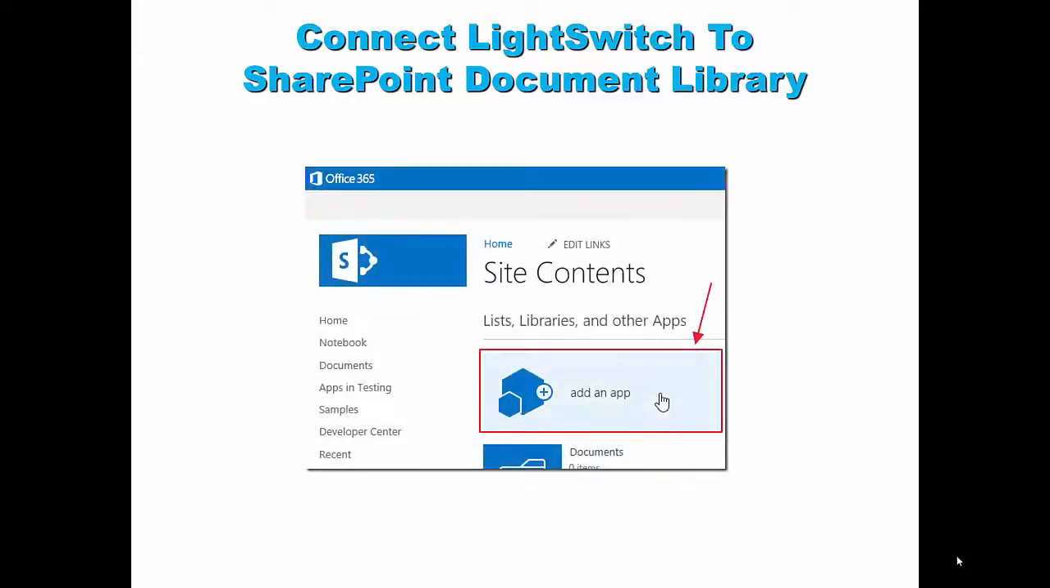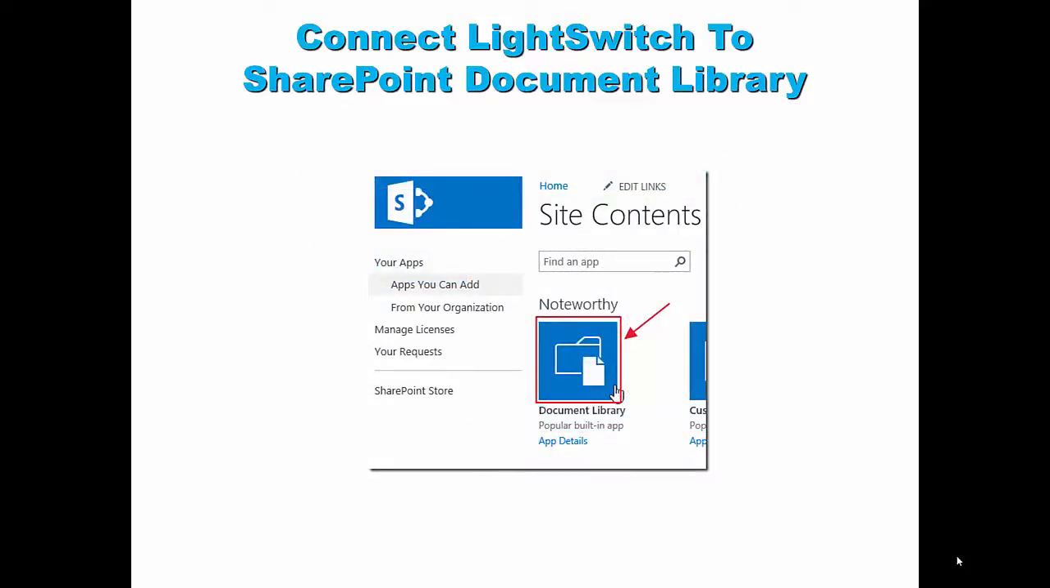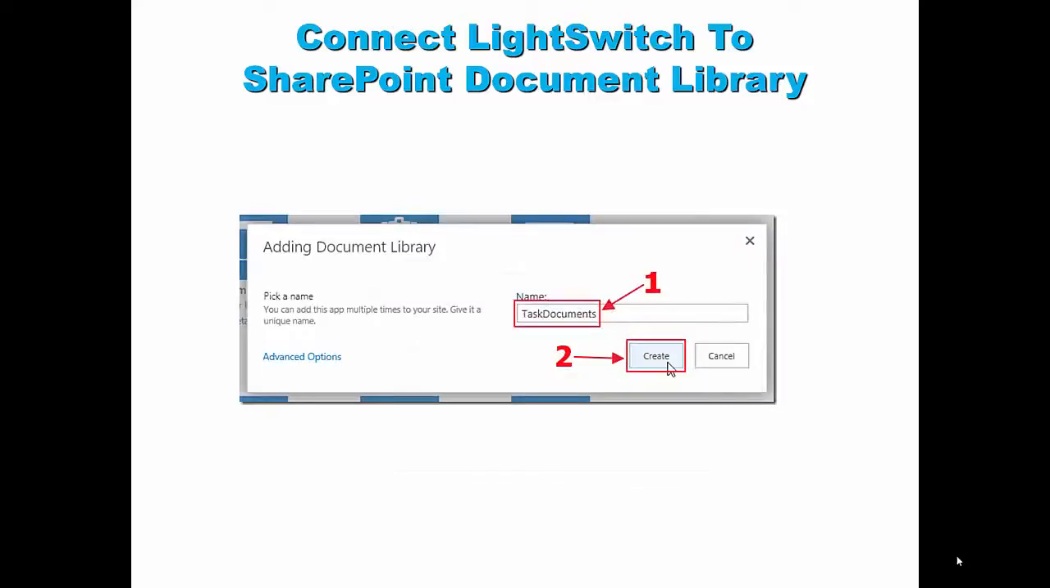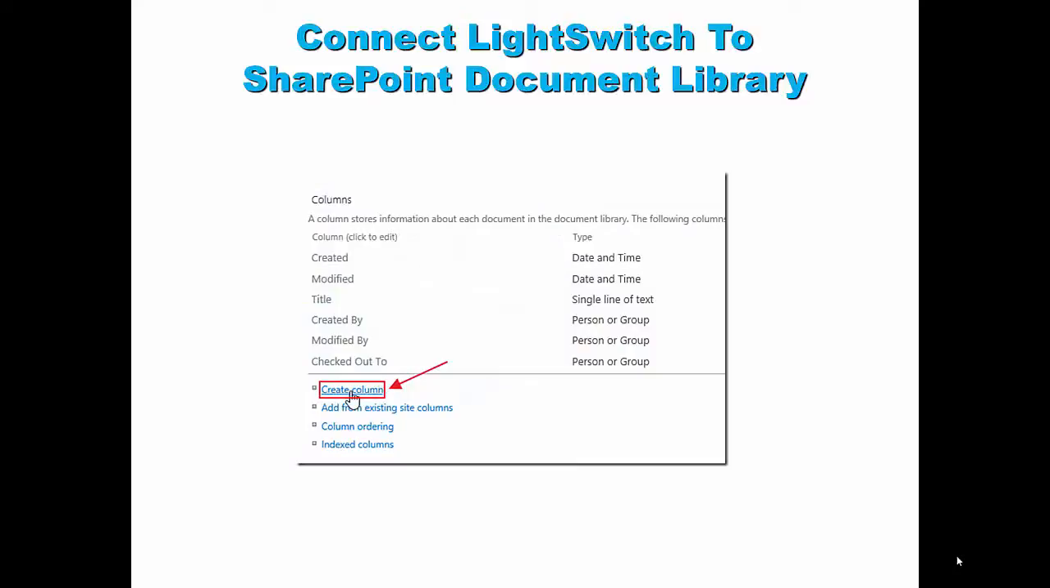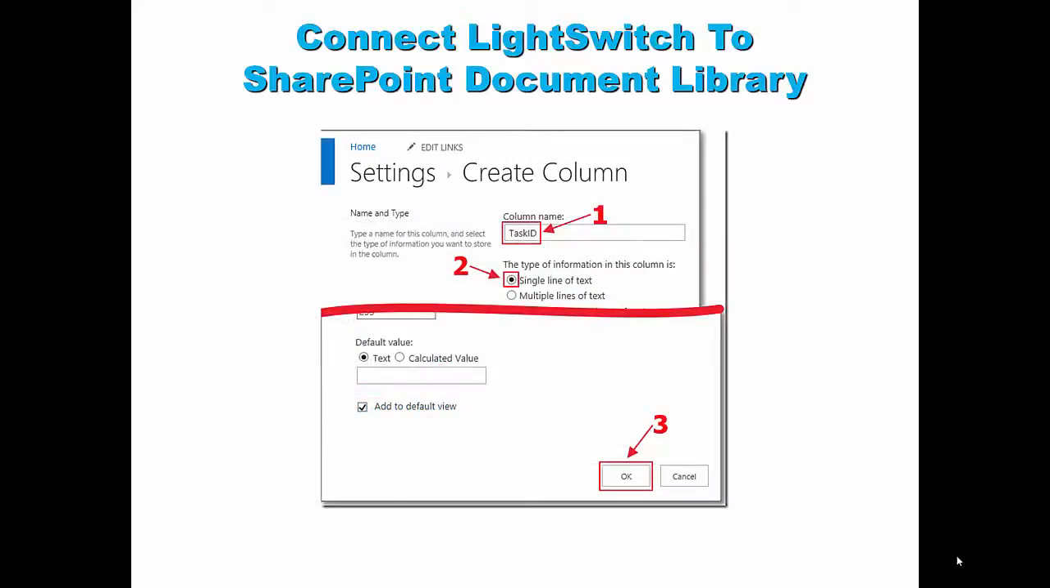Now we will connect LightSwitch to the SharePoint document library. To do this, we log into our SharePoint site and we select Add an App. We select the document library app, which allows us to create a document library, which we will call Task Documents. We will then go into the settings of the Task Documents library that we just created, and we will go to Create Column, and we will create a Task ID column.